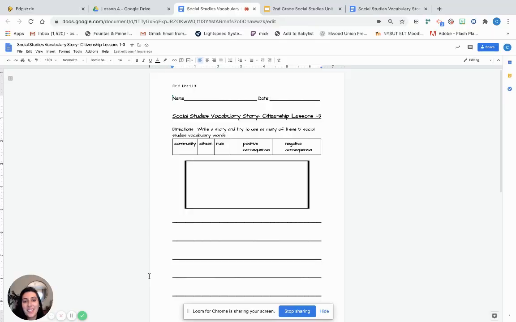All right, I hope you enjoyed that silly little song and that you got your blood flowing a little bit. So now we are going to write a little story using our vocabulary words. So let's go through this together. I'll pull up my sheet for you so we can read the directions together, and I'll show you what I would write.